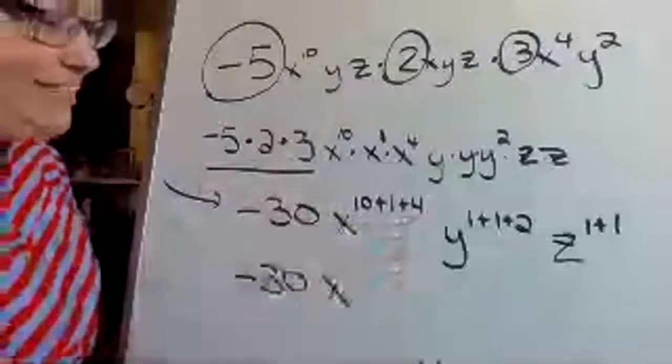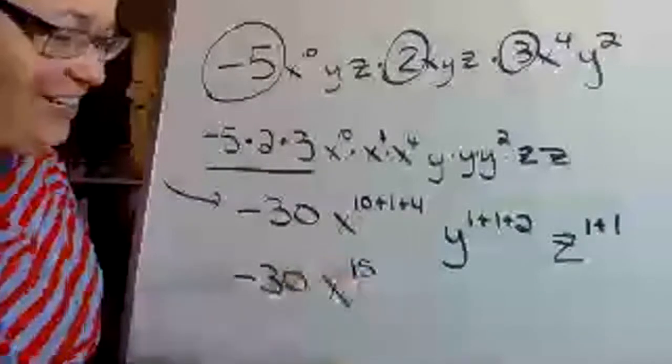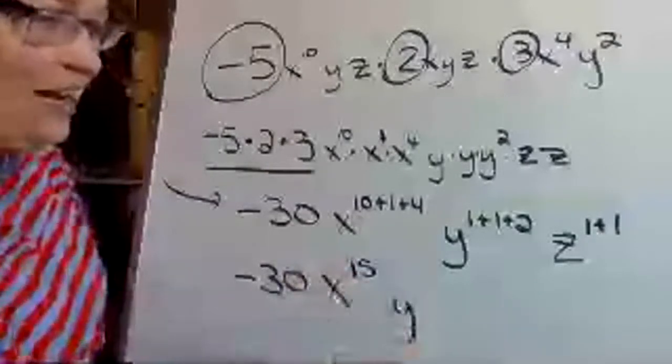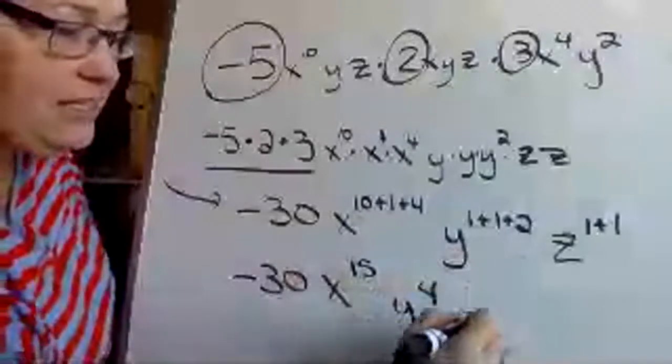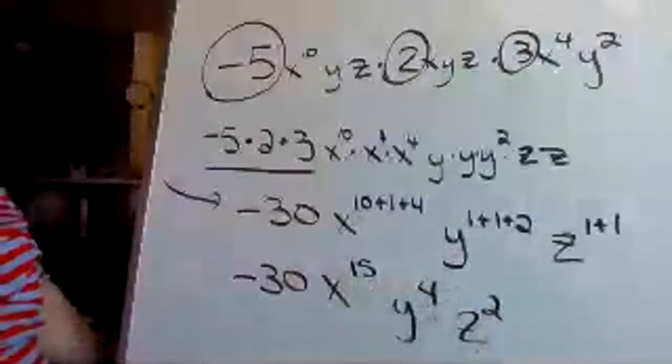10 plus 1 plus 4 gets 15. Y, I have 1 plus 1 plus 2, which is 4, and z to the second.